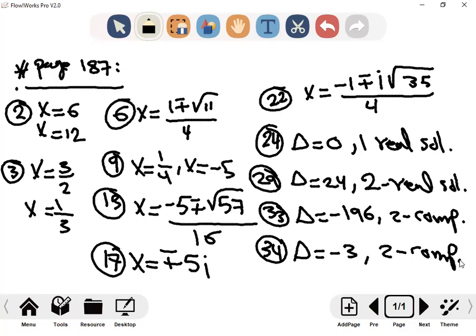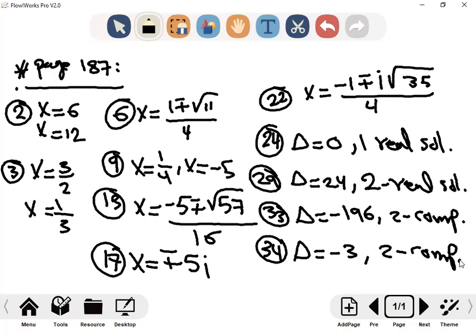Delta is negative. Which question? 33. Delta is negative 196. B power 2, how much is B? 0. Then 4 multiply A multiply C, so 4 multiply 1 multiply 49. But negative, because we have b power 2 minus 4ac. Same idea, you are asking about the same idea.